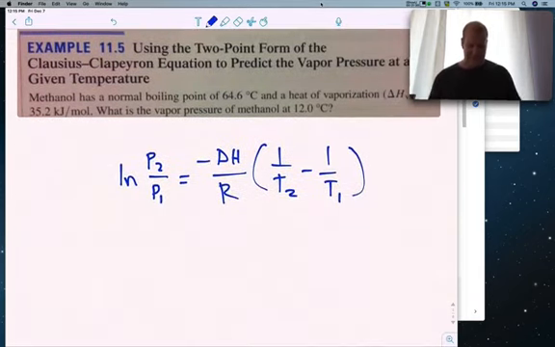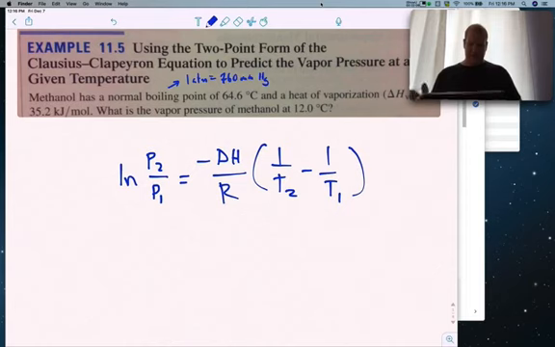Okay, well let's use this. Methanol has a normal boiling point at 64.6 degrees and a heat of vaporization of 35.2. What is the vapor pressure of methanol at 12 degrees Celsius? So we're going to use this equation here. And the first question is, what is the normal boiling point? Normal boiling point, it's at 1 atmosphere, or 760 millimeters of mercury. That's what a normal boiling point is.